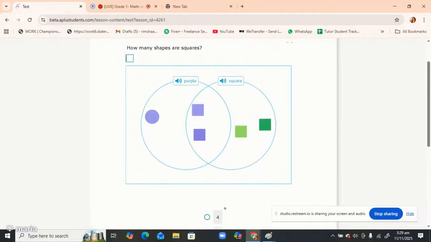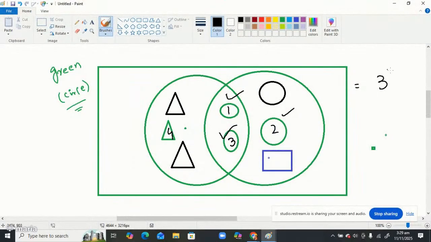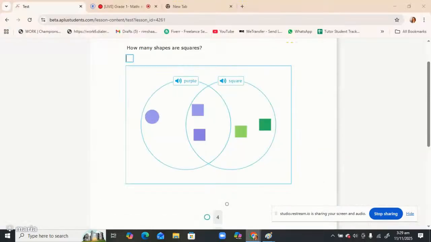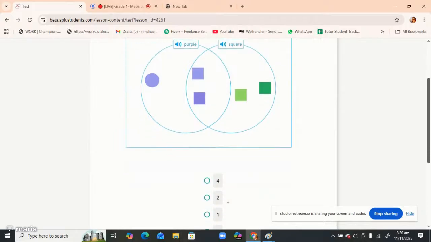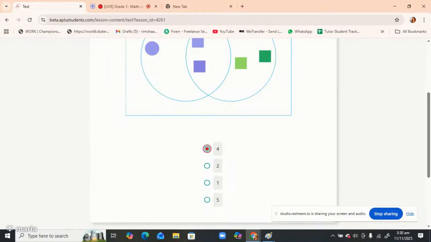How many shapes are squares? Now here they have not mentioned the color. You just check how many shapes are square. Maybe they are blue or maybe they are green, but you just count them all together. So how many of it? 1, 2, 3, and 4. So here we go with this 4.